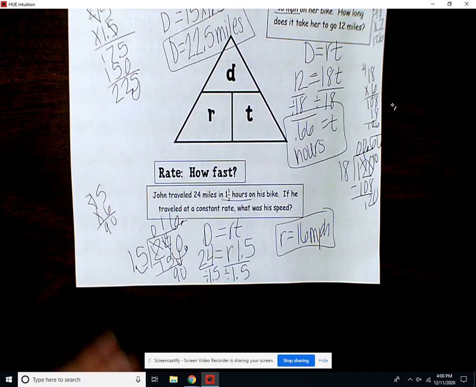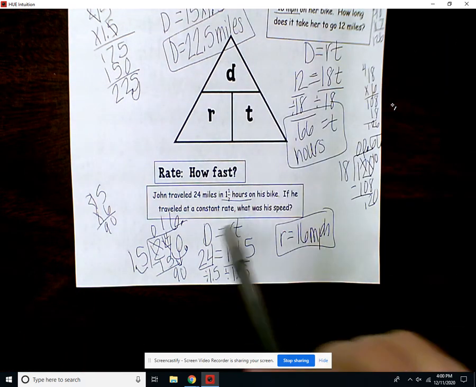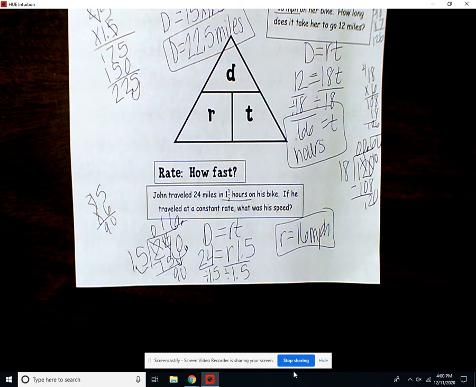All right, so now it's your turn to work on your homework. You're going to have one of each situation. So write down the equation and then plug all your numbers in.